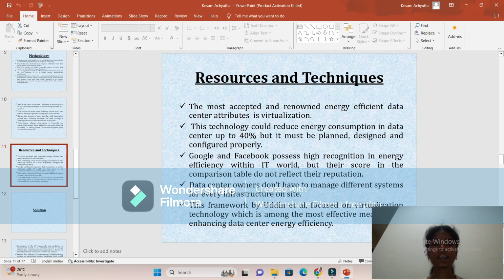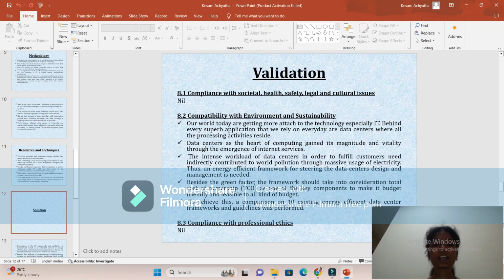These are the resources and techniques. The most accepted and renowned energy efficient data center attribute is virtualization. This technology could reduce the energy consumption in a data center by up to 40%, but it must be planned, designed and configured properly. Google and Facebook possess high recognition in energy efficiency within the IT world, but there is no score in the comprehension table to reflect their reputation.